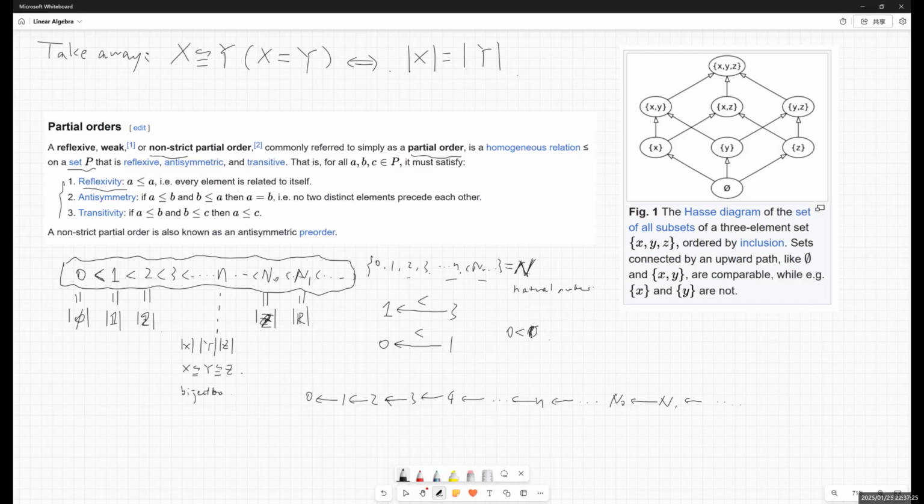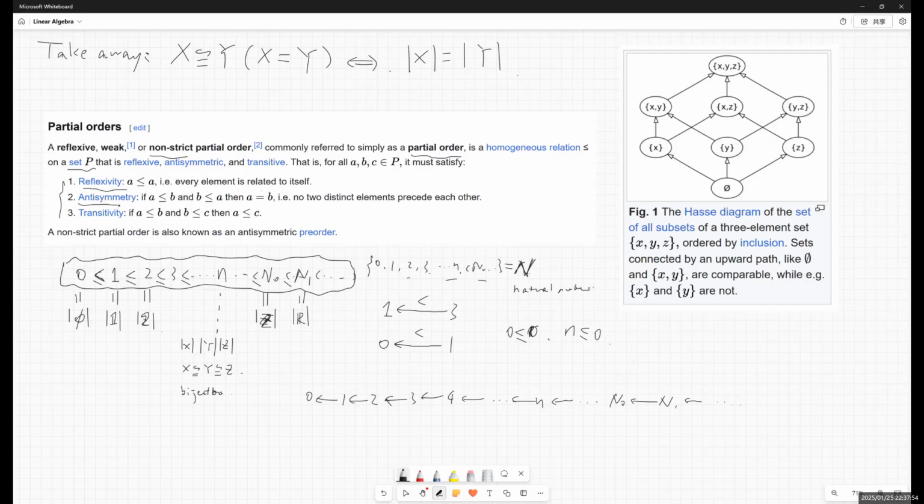It doesn't look so good. So we can use the less-or-equal symbol instead of the less-than symbol. So we can write them like this. Then every element is related to itself. So we satisfy the reflexivity.